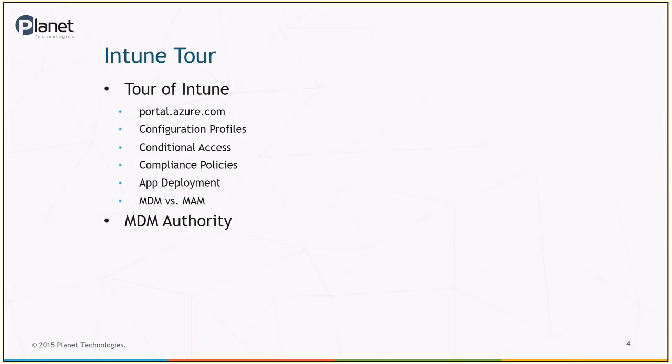So we're going to start out with a little tour of Intune. I've got my desktop shared, not just the deck, so we can look at the portal. And I'll go through some of the different types of policies that you can configure. So let's jump over into that. With Intune, for the most part, you're going to be going to the main portal, which is portal.azure.com.